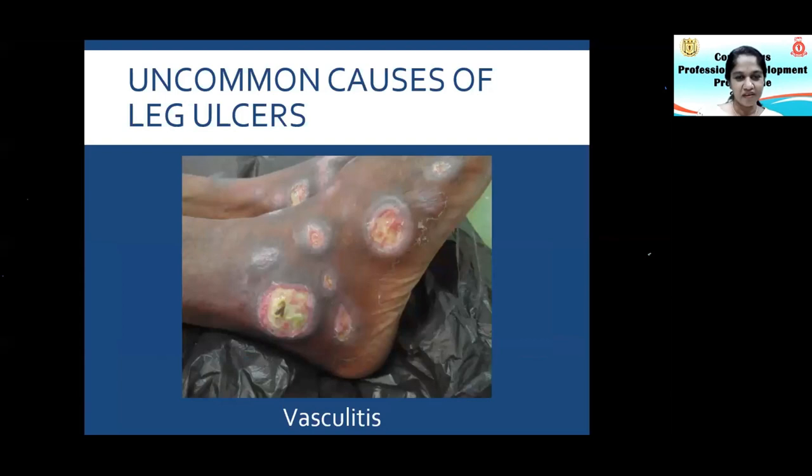This is vasculitis. Again, there will be painful punched out ulcers. What we usually see as vasculitis is palpable purpuric lesions involving the lower limbs. That is usually seen when the vasculitis affects the small vessels. But when it occurs in medium vessel vasculitis, as in antibody-associated vasculitis and polyarteritis nodosa, people can develop leg ulcers. Here again, the diagnostic factor will be the skin biopsy, and then the treatment will be according to the cause of the vasculitis.